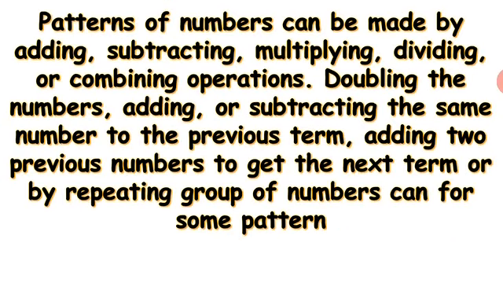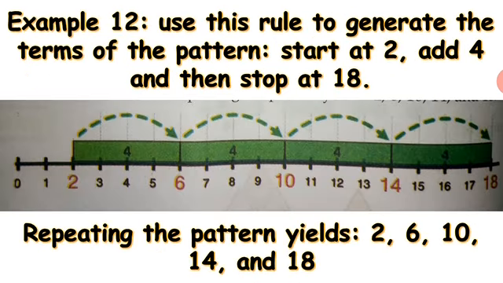Next is pattern of numbers can be made by adding, subtracting, multiplying, dividing, or combining operations. Doubling the numbers, adding or subtracting the same number to the previous term, adding the previous numbers to get the next term, or repeating a group of numbers can form some pattern.